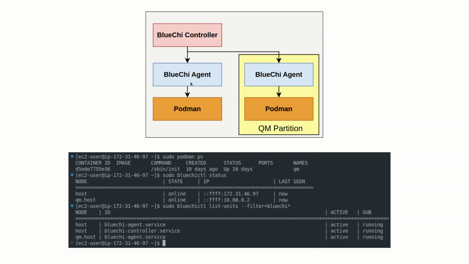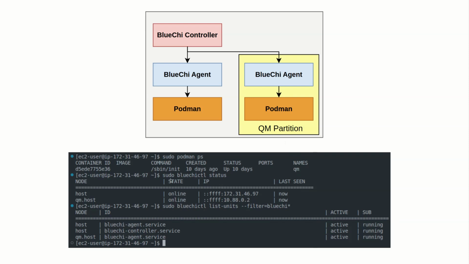The host machine has its own podman. Similarly, the QM partition also has its own podman. So here is how you can see. This is the host machine. Inside this host machine, if I do a podman ps, you can see that the QM app is running. The QM partition is running as a container.